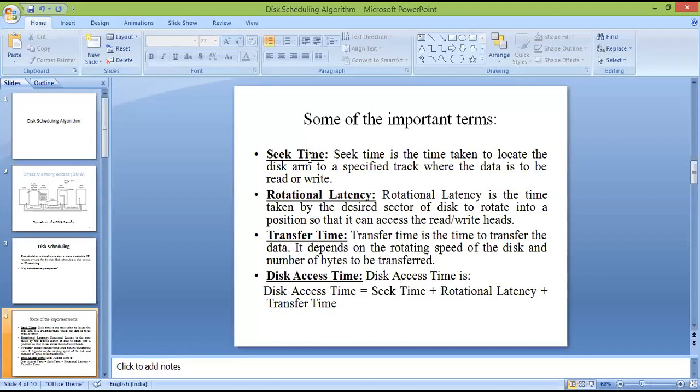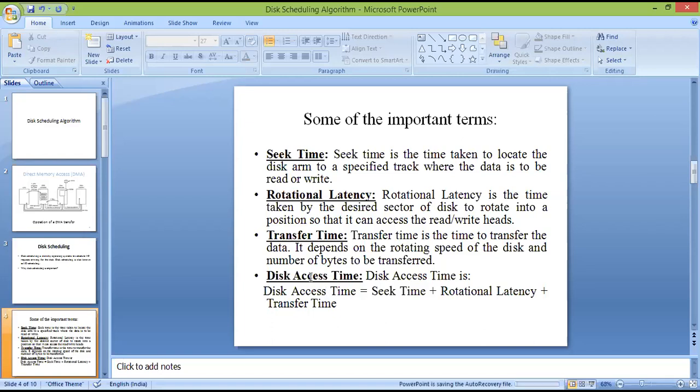Okay. So first one, seek time. It is the time to locate the particular track where your data should be read and written. The next one, rotational latency. The sectors are moving, and the time required to find the particular position relative to the head is known as rotational latency. Then the next one, transfer time. How many bytes are transmitted for read and write is nothing but the transfer time.